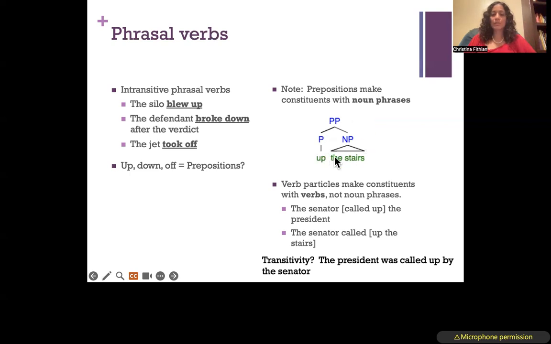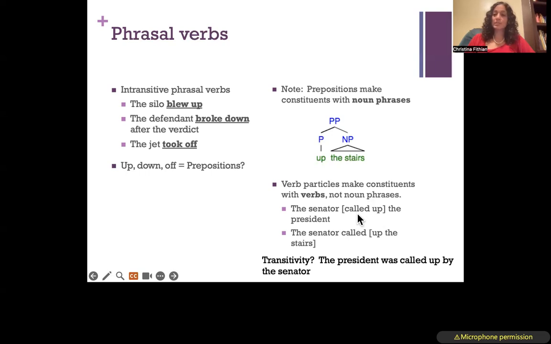it. So if we take this up the stairs phrase, notice that the stairs is the object of the preposition, and it's housed underneath the prepositional phrase, and it's required. It's the object of the preposition because it's required by the preposition. Verb particles, however, make constituents with verbs and not with the noun phrase that comes after. So if, for example, I say the senator called up the president, to call up means to call casually. And here, that's where we have a phrasal verb.